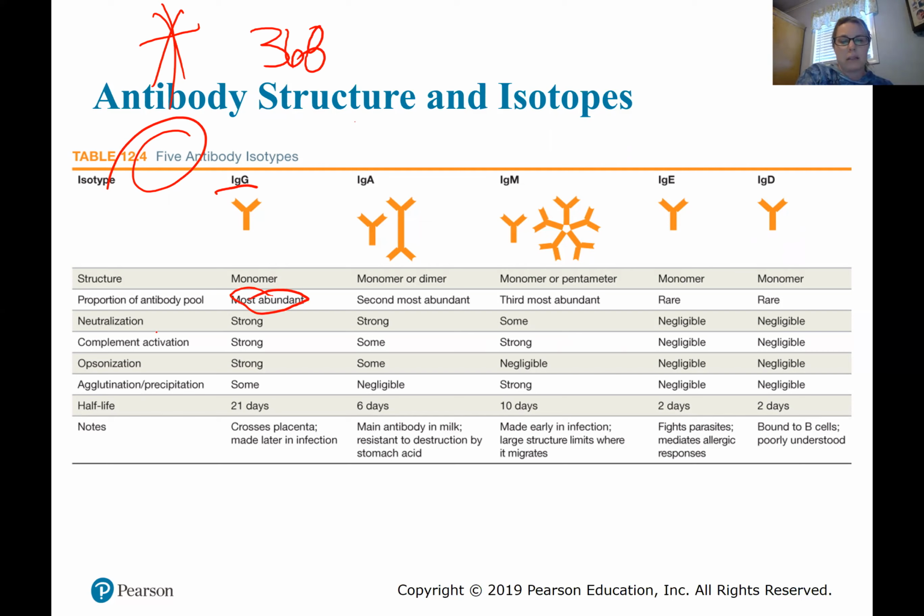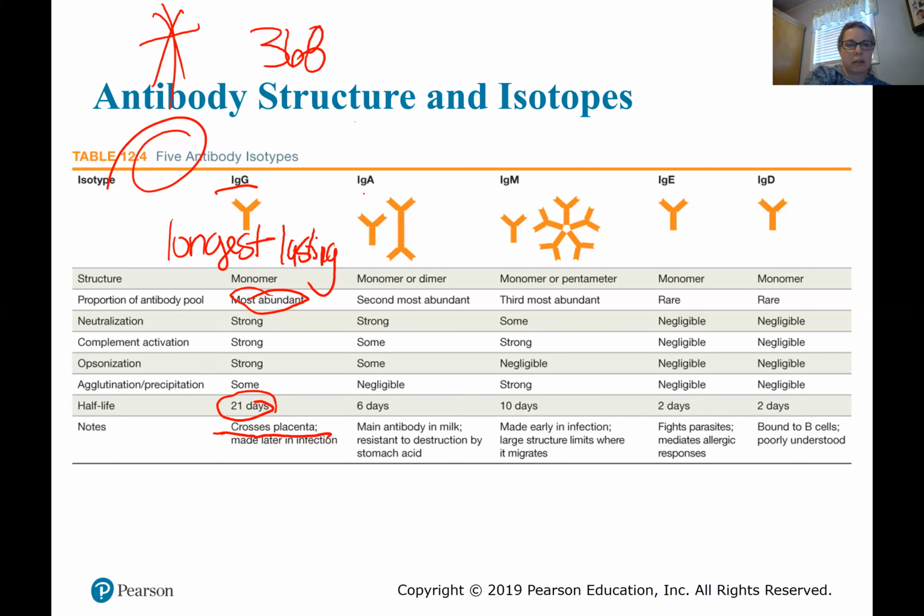Most of the antibodies circulating around in the blood are going to be IgG. It crosses the placenta, so it can help baby, okay, if mom is pregnant. The others do not cross the placenta. And it has a half-life, or basically a time before half of them are destroyed, of 21 days. So they're going to be the longest lasting antibody in the body.